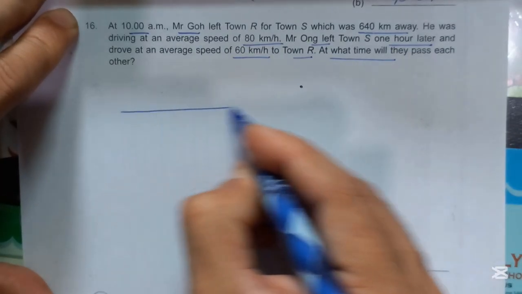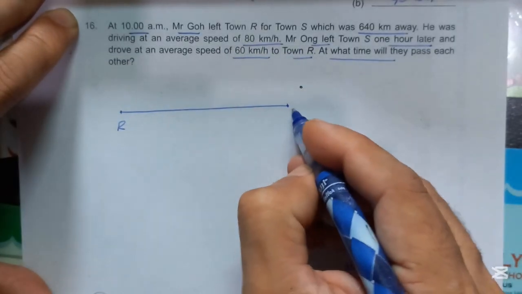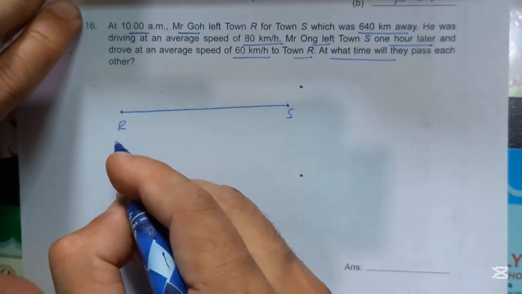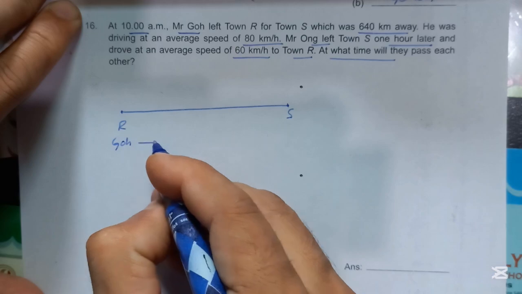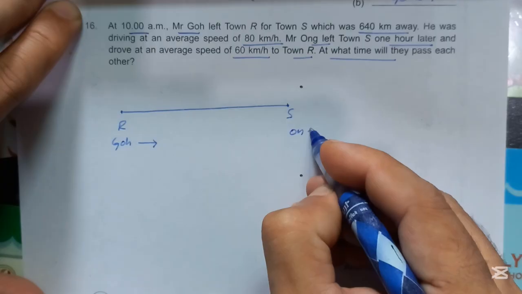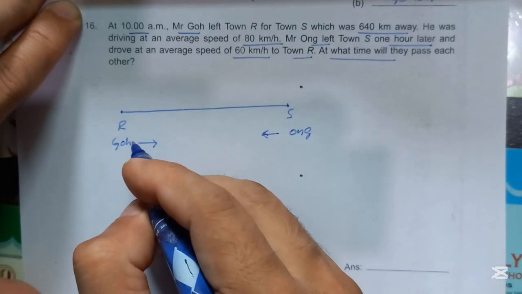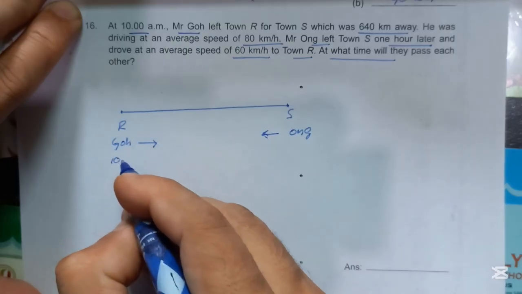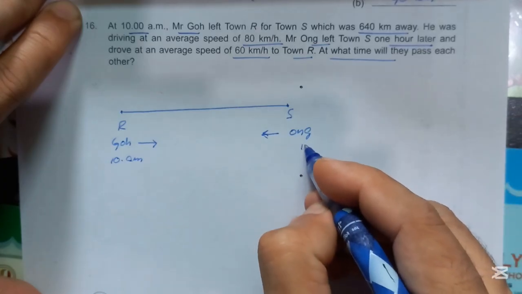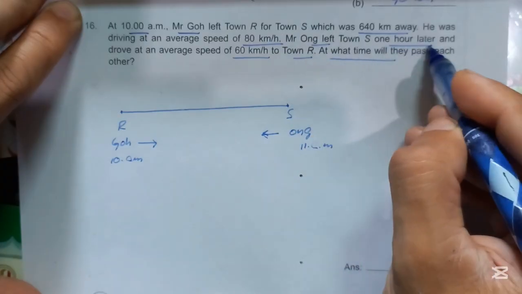Okay, town R and S. Mr. Go is going from R, so here is Go, which is going towards S. And Mr. Ong is going from S towards R. Go's departure time is 10 a.m. and Ong's departure time is 11 a.m., because he will depart after 1 hour. This is given, 1 hour later.